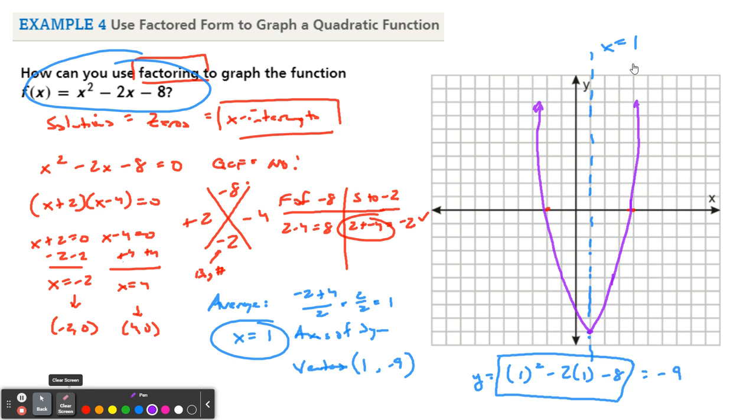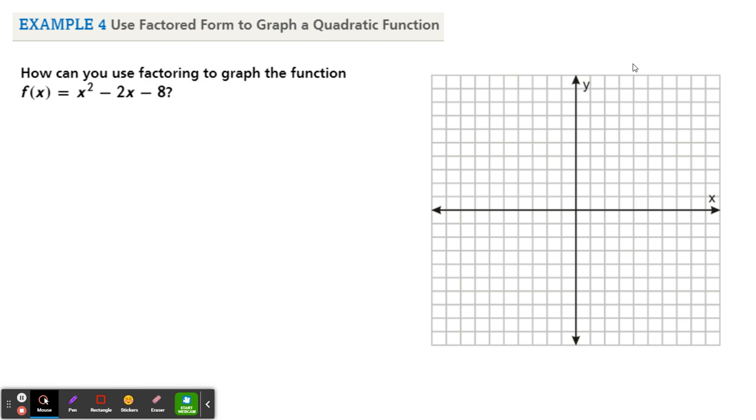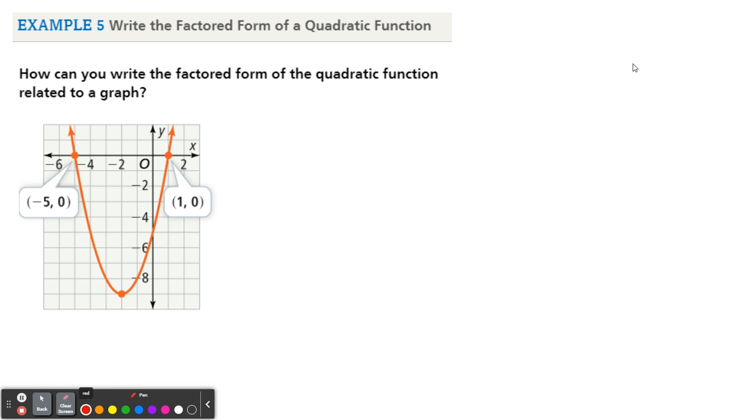Okay, and last but not least, let's take a look at number 5. It says, how can you write the factored form of the quadratic function related to its graph? Okay, so we have a graph here. Factored form for a quadratic looks like this.